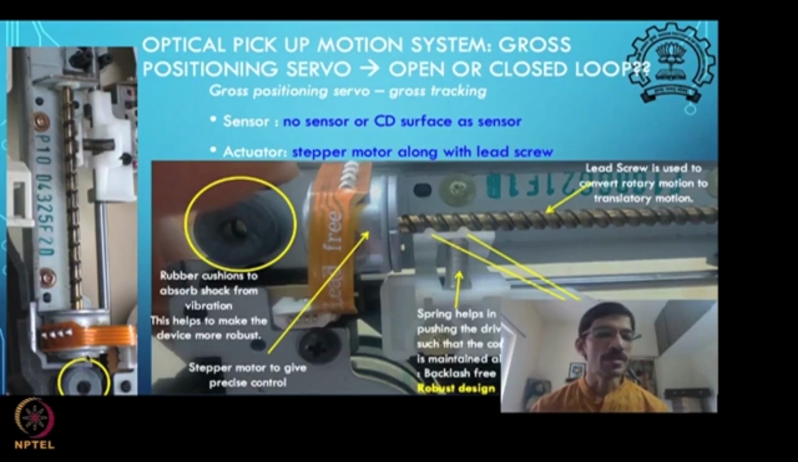Typically the motor shaft needs to have a sensor, if at all a sensor is there in the system. So either the motor shaft or the slider moving back and forth needs to have some slide position sensing possibility. But if you observe carefully, that is not there in the system. So there is no sensor in this cross positioning system, only a stepper motor, and we rely on the steps of the stepper motor to make sure the desired position is achieved. And then, of course, the actuator is this stepper motor along with this lead screw.